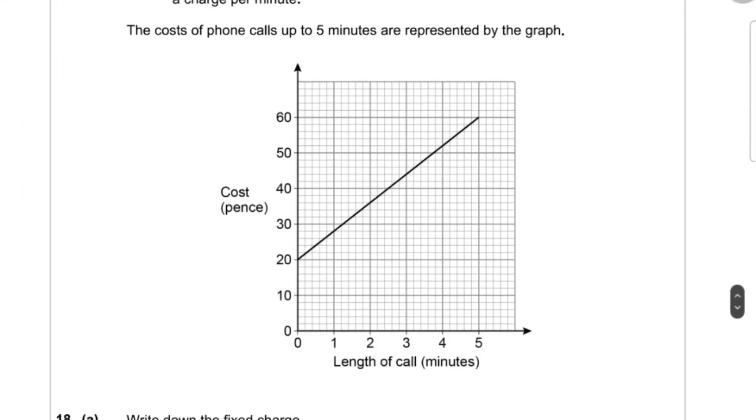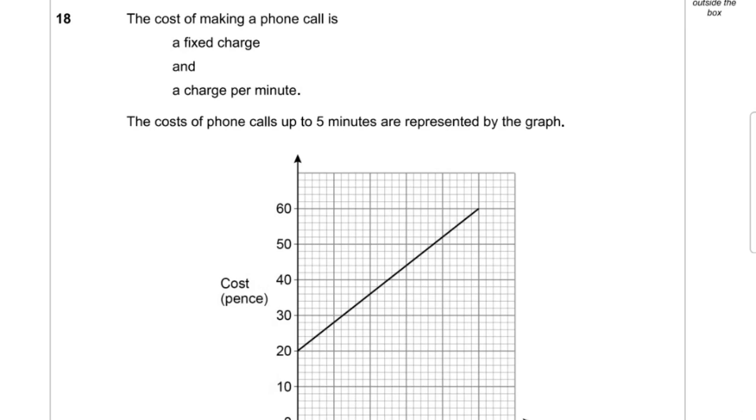Okay, question 18. The cost of making a phone call is a fixed charge and a charge per minute. So the cost of phone calls up to 5 minutes are represented by this graph. Write down the fixed charge. So the fixed charge is going to be when you've had 0 minutes of phone call. So that's going to be where the graph intersects the y-axis. So it's going to be this 20 pence here.